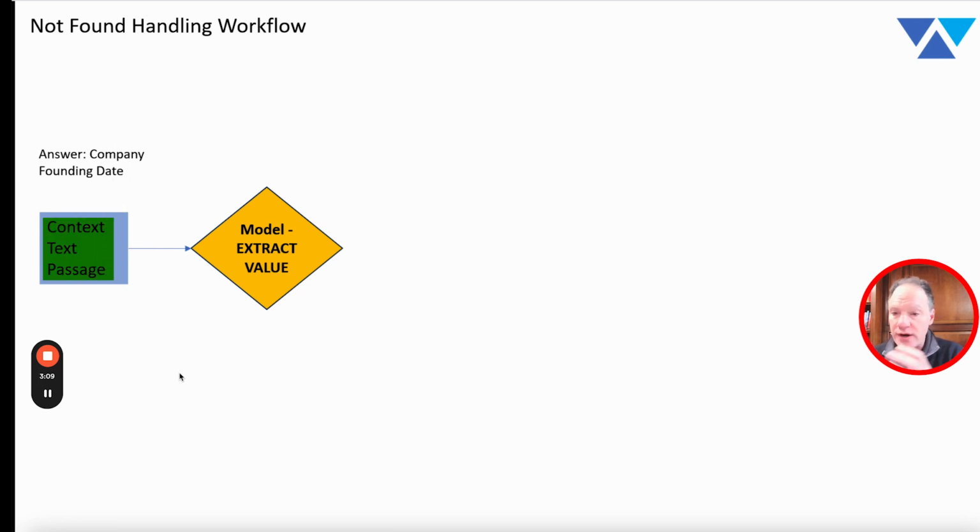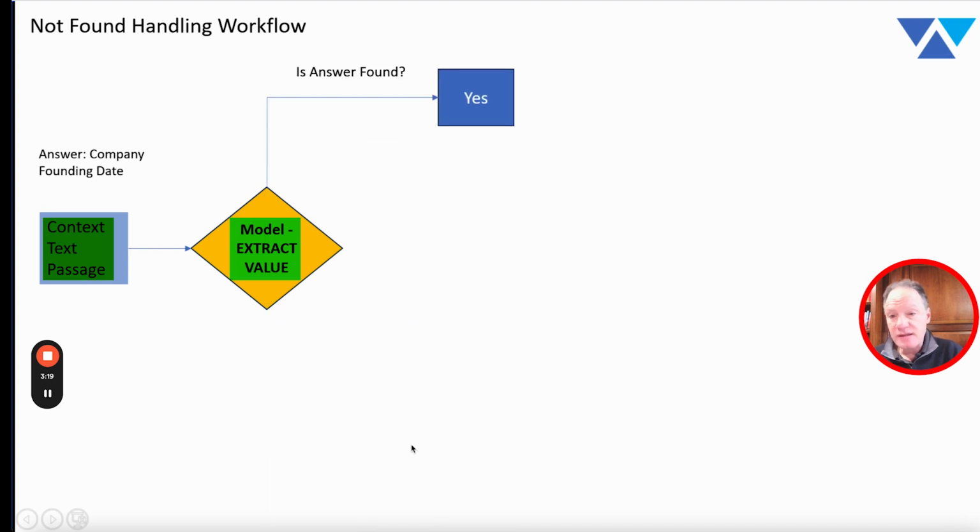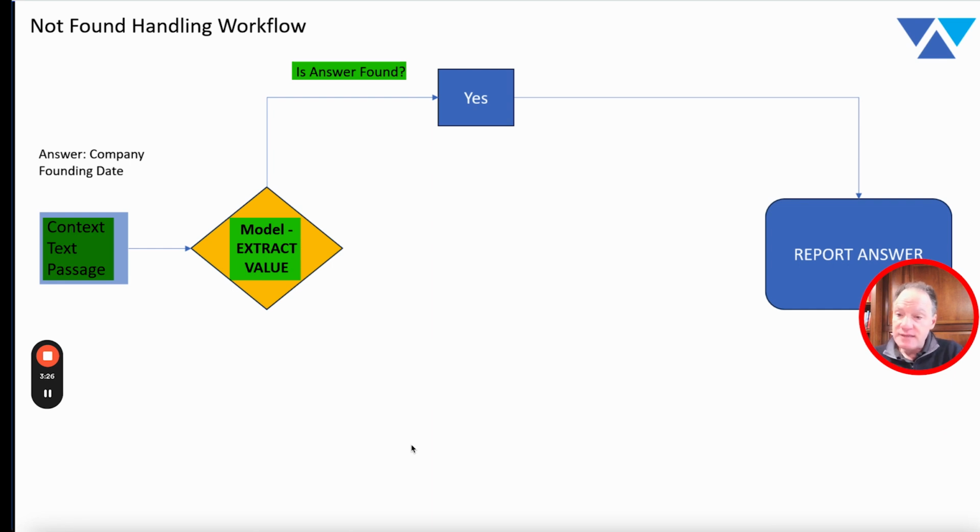a famous footwear and apparel company, and we're going to use a model to try to extract a value from that passage for the company founding date. Now, as I said, in the case where that answer is found, everything is beautiful. That's the easy case. If we find an answer to the question in our passage, we're done. We go ahead and report that answer. But here's the key thing that I think all of us struggle with every single day: how do you know that you've actually found the answer?